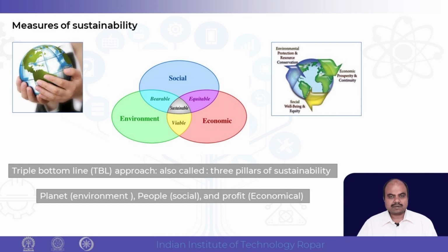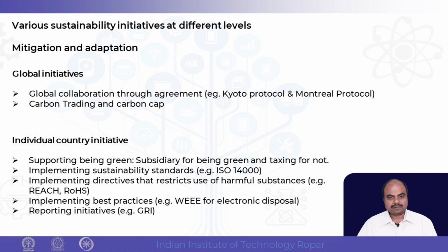There are multiple measures, of course, but these are the major things which come to mind. Third, economic. There are again multiple approaches, but when the company is making a product, they should be able to make it profitably. This is also called the triple bottom line approach, or the 3 pillars of sustainability: environment, social and economic. It is also called the 3 P's: planet, that is environment; people, social; and profit, economic.